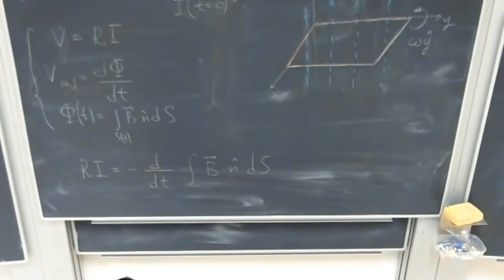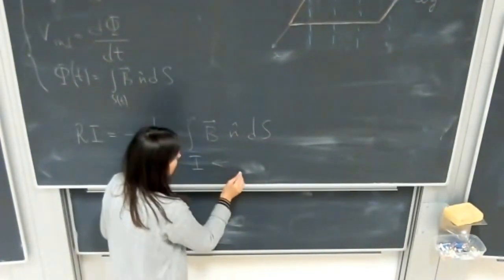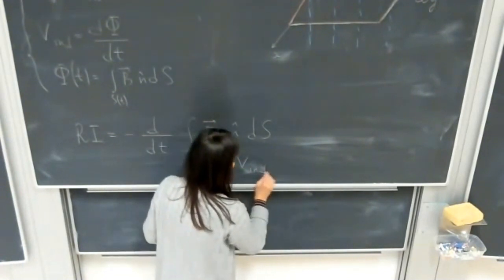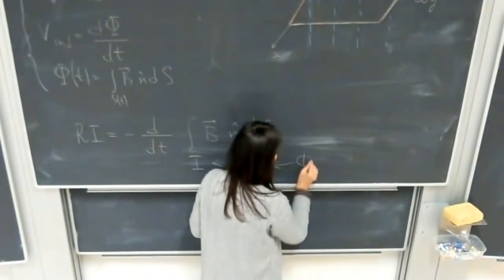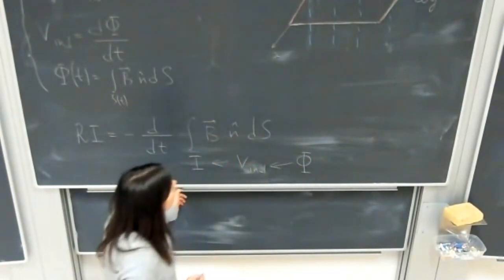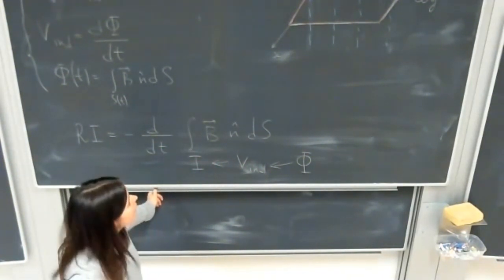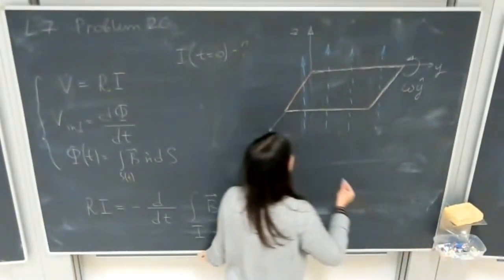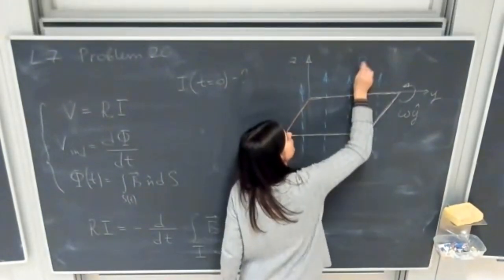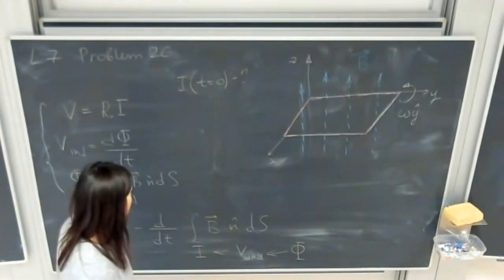So the current can be found from the voltage, and to find the voltage, we need to find the flux. And to find the flux, we need to find the magnetic field B. Sorry, the magnetic field B is given in the problem. Yes, we just need to find the flux. The blue lines are a constant magnetic field in which the circuit is rotating.